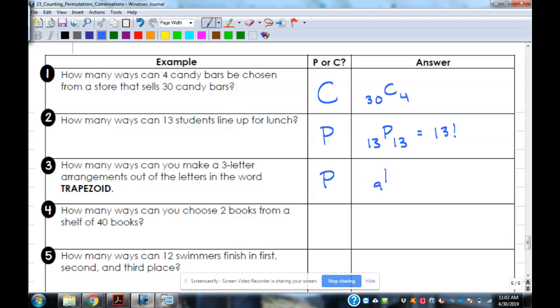9. So it's 9P3. You work that out. And then number 4, how many ways can you choose 2 books from a shelf of 40? Is it a permutation or a combination? Combination because we're just picking 2. We're not ordering them, or ranking them. So it's a combination. It'd be 40, choose 2.